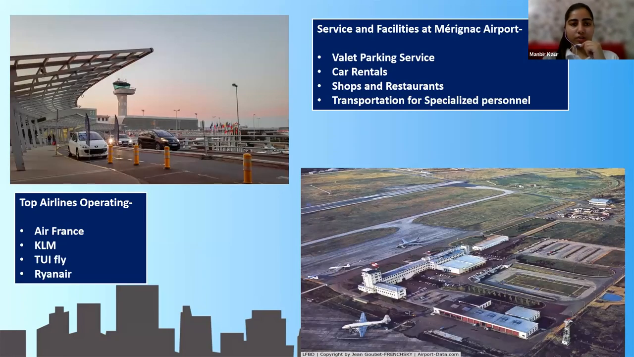So here you can see a few pictures. On the top left corner, you can see the headquarters, the infrastructure of the airport. And next to that, you can see the aerial view of the airport, which shows the headquarters, the infrastructure, as well as the runway.